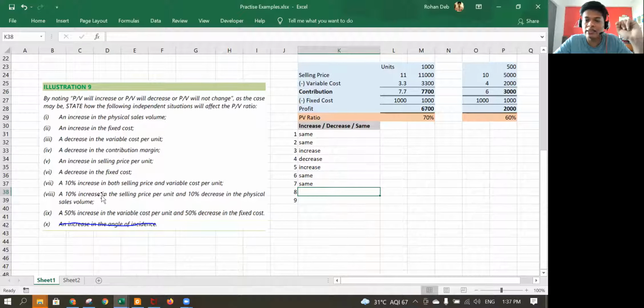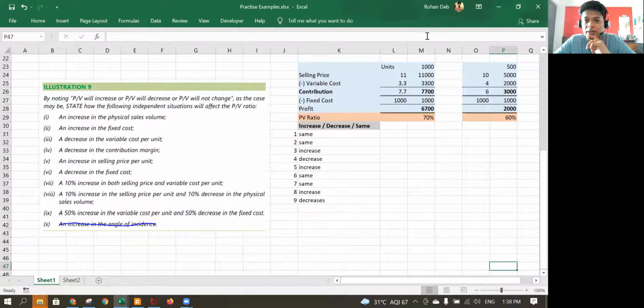Now 10% increase in selling price. We already saw over here that if my selling price increases, the PV ratio increases. And finally, 50% increase in the variable cost. If I increase my variable cost, my contribution will go down. If my contribution goes down, PV ratio will go down. And 50% decrease in fixed cost. Fixed cost does not matter, so this part is not useful. Variable cost increases 50%, so contribution goes down, and if contribution goes down, then my PV ratio goes down. So it decreases. Okay, I hope this question is also clear.